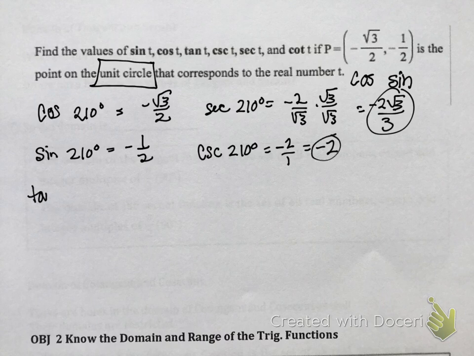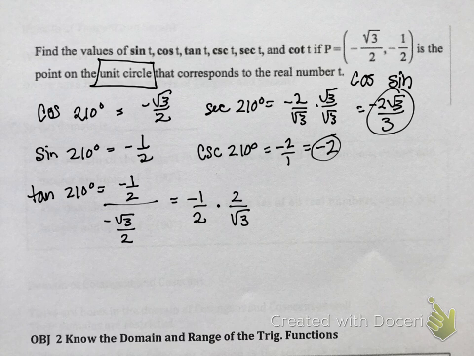And finally, tangent of 210 degrees. Tangent of 210 degrees, we're going to have to do a little bit of math here. 1/2 over negative 3 over 2. Why did I do that? Because tangent is defined as sine over cosine, or y over x. This equals negative 1/2, and then we flip over the denominator to be able to multiply it. The 2's cancel each other out, and I get 1 over radical 3. Rationalize that, I get radical 3 over 3.